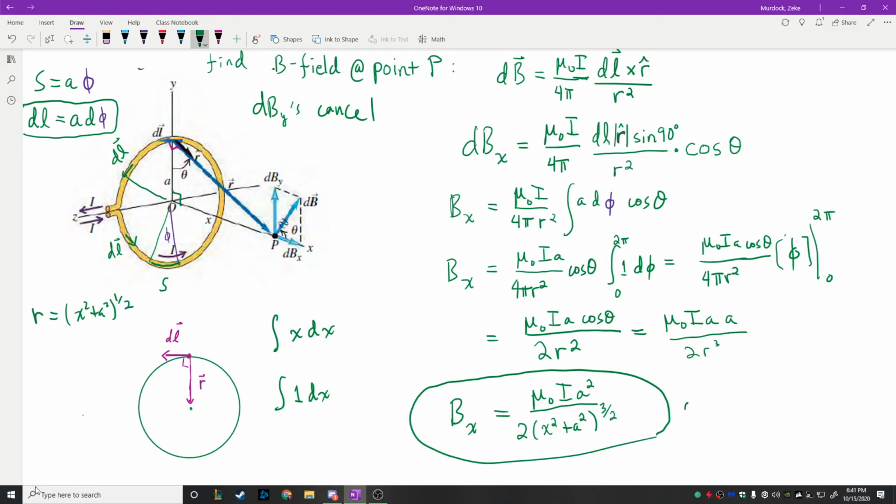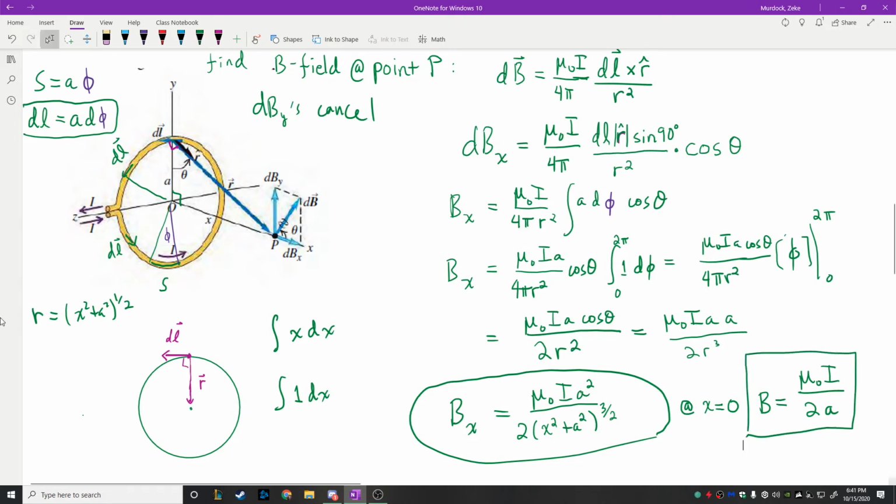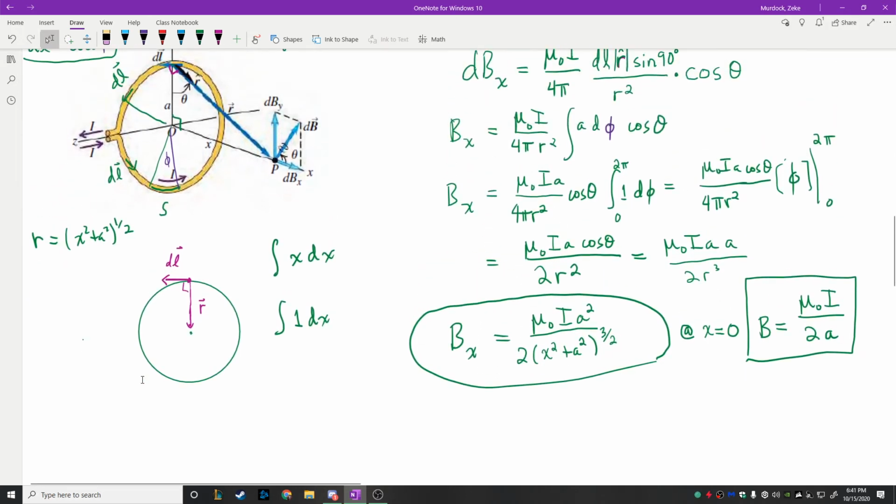And there's a particularly interesting point for this that we can look at, which is that at x equal to 0, this equation becomes the magnetic field at the center of a loop of wire. And with x equal to 0, this just becomes a squared cubed, and you get mu naught times I divided by 2a. So this would be the magnetic field at the center of a coil. Let me go down just a little bit here now that we've got our answers. So this is the magnetic field at the center of a loop.